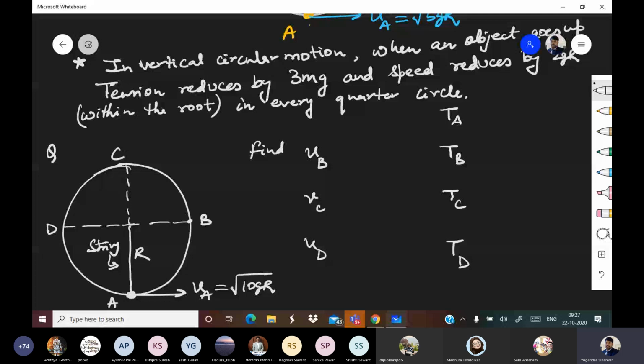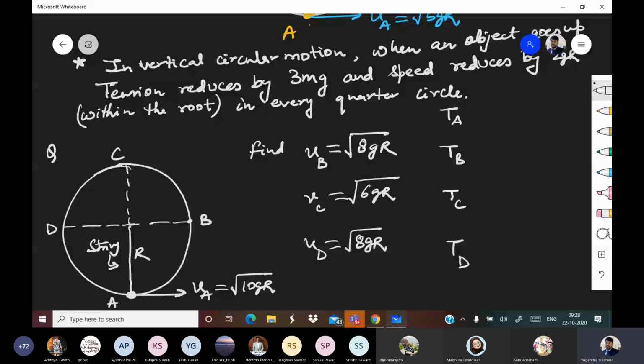How many of you could solve it correctly? All right. So VB is equal to root of 8 gR, VC is equal to root of 6 gR, and VD is equal to root of 8 gR. Okay. Now pay attention to the tension part. We just need to calculate tension.